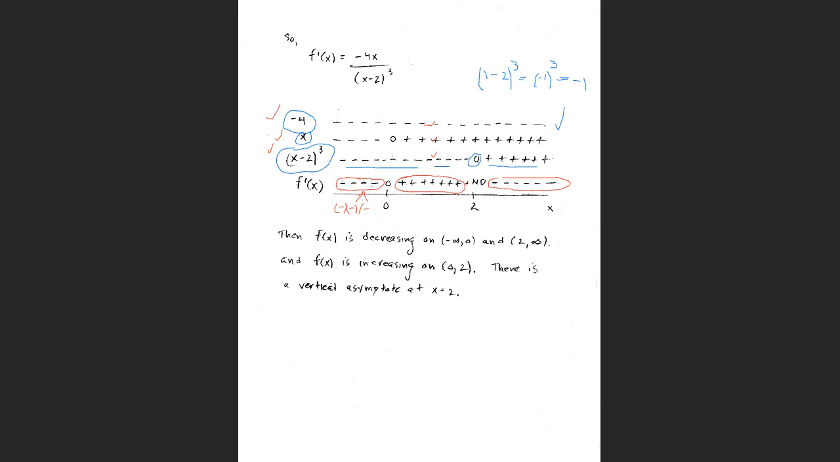And so now, because our first derivative is negative on the intervals negative infinity to 0 and 2 to infinity, the function's decreasing there. And because our first derivative is positive from 0 to 2, the function's increasing on that interval. And we note that there's a vertical asymptote at x equals 2.